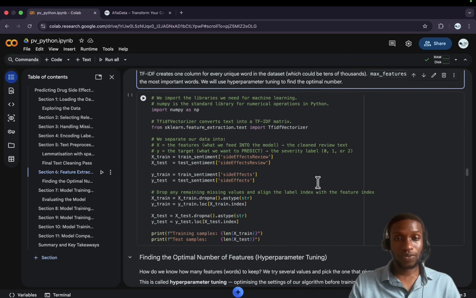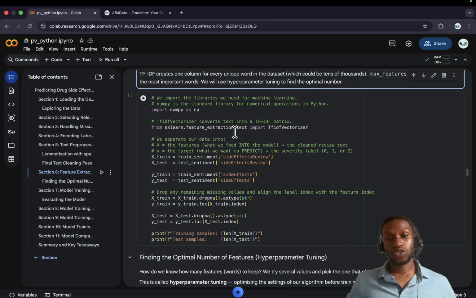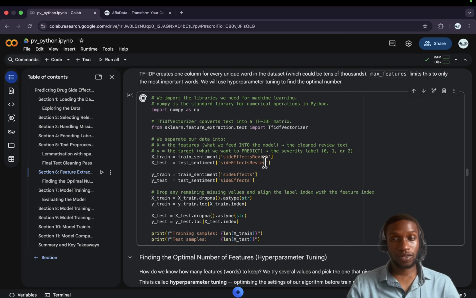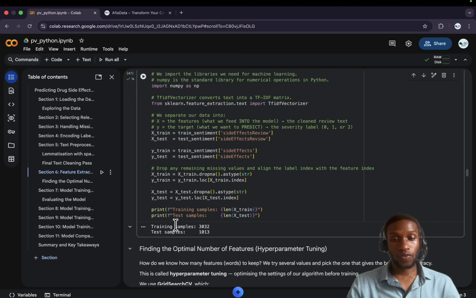So to do that, we import the libraries we need for machine learning, and NumPy is a standard library for numerical operations in Python. And then over here, we'll use another library called sklearn, or scikit-learn, which we use to convert text into a TF-IDF matrix format. So this is what this cell does. Let us run that and see if it runs. Okay, so we've run that.